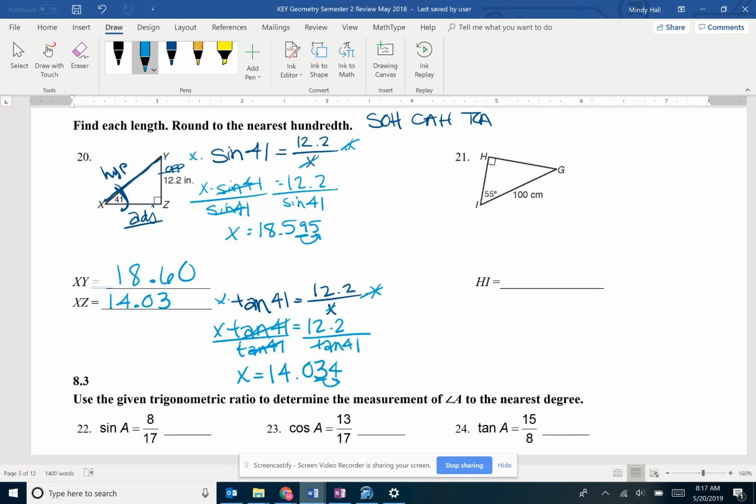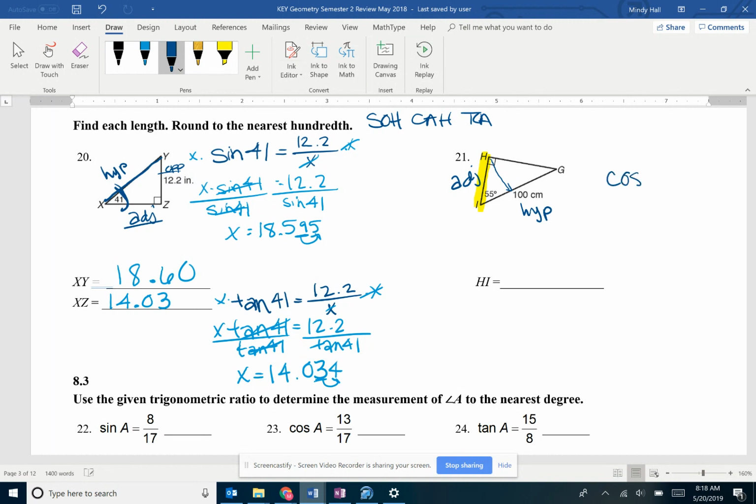So then for 21, we want to find HI, which if you notice, HI is this side right here, which is adjacent. And then the 100 is our hypotenuse. Remember, the hypotenuse is always opposite the 90. So adjacent and hypotenuse is cosine.